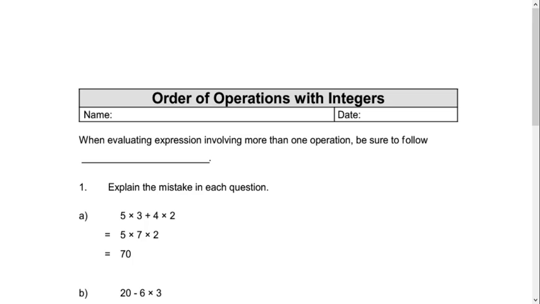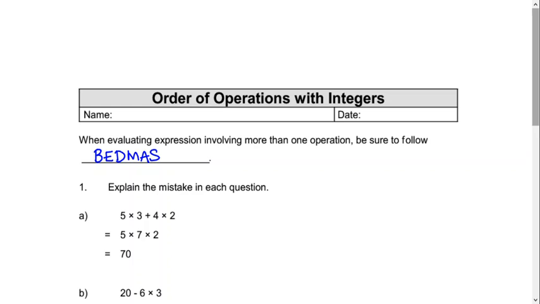Order of operations with integers. When evaluating expressions involving more than one operation, be sure to follow BEDMAS. Remember that BEDMAS is an acronym that stands for brackets, exponents, division, multiplication, addition, and subtraction.